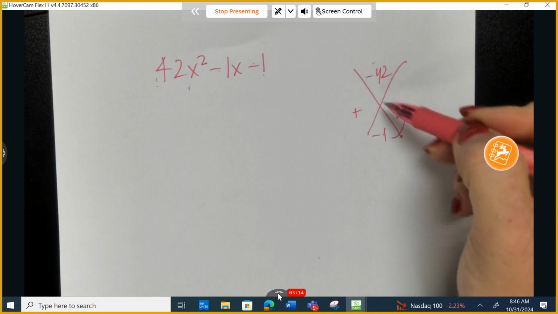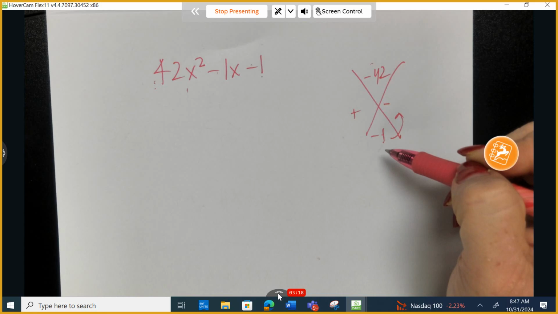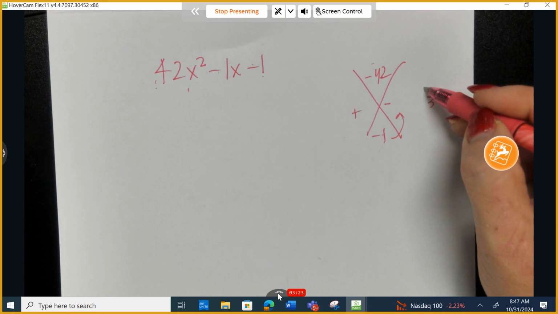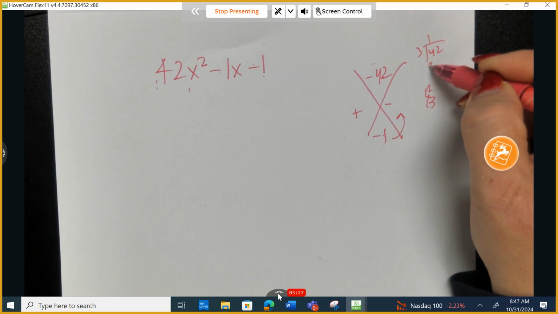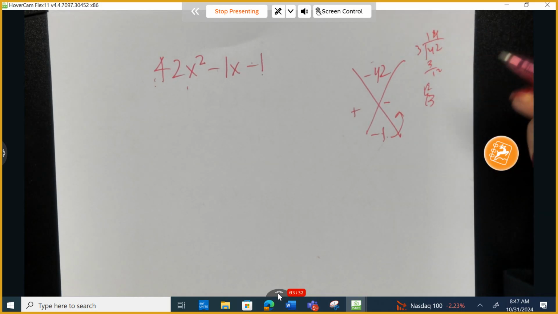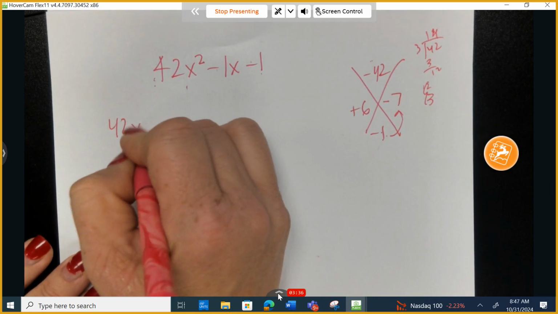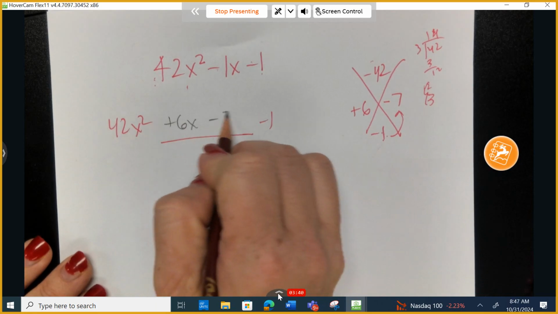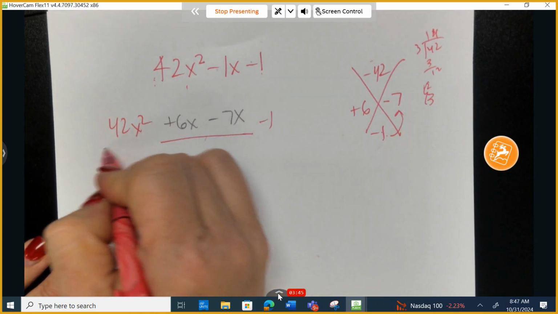1 and 42 doesn't combine. 2 and 21, no. 3, I don't think 3 goes into 42, but let's check. Maybe it does. 3 and 14, that doesn't work. 6 and 7, okay, the larger number must be negative. So I'm going to do 42x squared minus 1x, and then I'm dropping in a positive 6x and a minus 7x. It doesn't matter if the negative 7 goes first or if the positive 6 goes first.